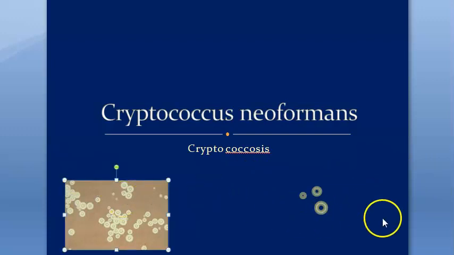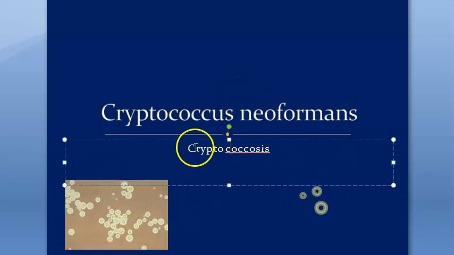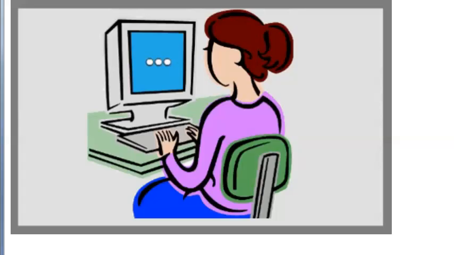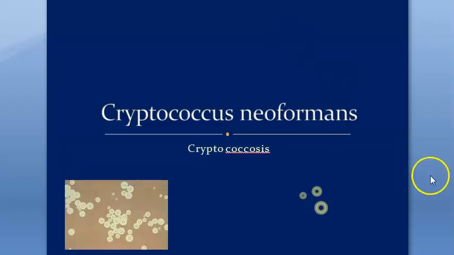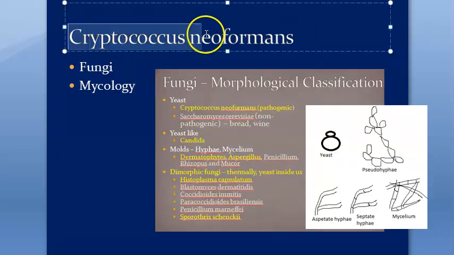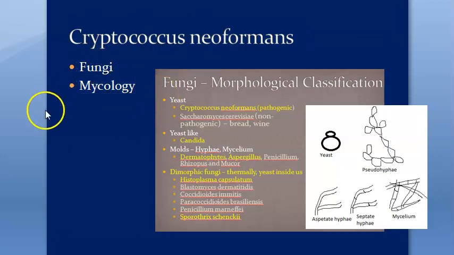So this is showing the Cryptococcus neoformans. It actually causes cryptococcosis. Okay, are you awake? So what is this Cryptococcus? It's a fungus. Very good. So let's get started. It causes cryptococcosis. So Cryptococcus neoformans is a fungus. So we are studying it under mycology.